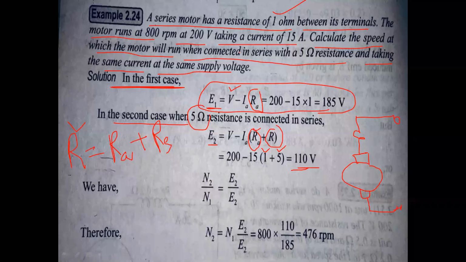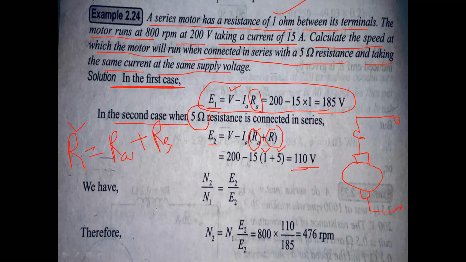We need to calculate the speed of the motor. So we know that speed is proportional to back EMF. So N2 by N1 equal to E2 by E1. So N2 equal to N1 into E2 by E1. Because current constant means flux is also constant. So flux constant means speed is proportional to back EMF. So this is the formula for calculating the speed of the motor.